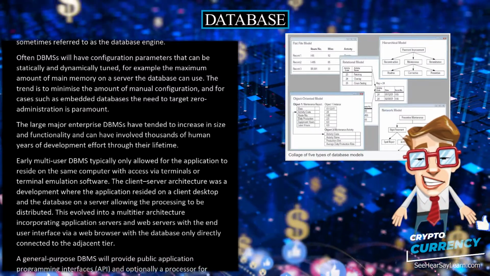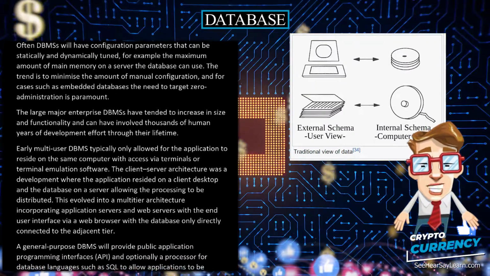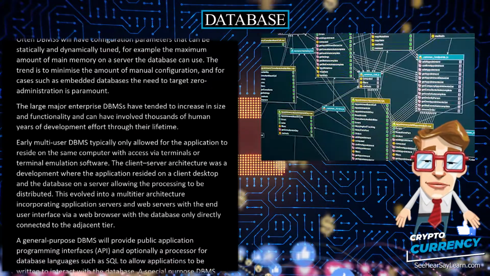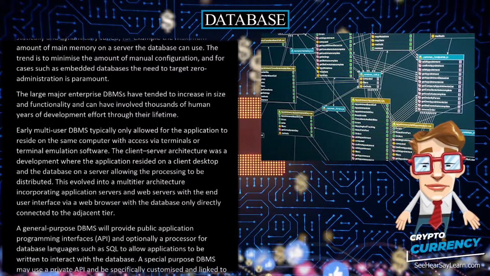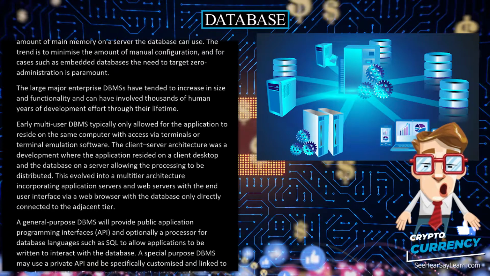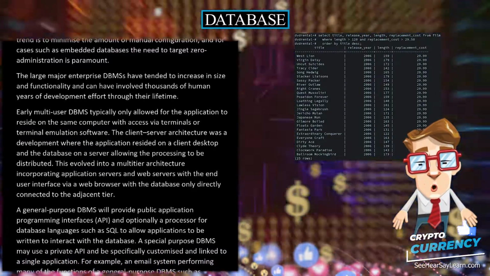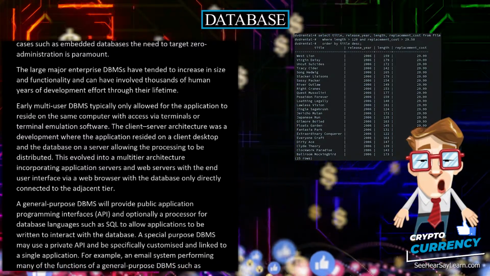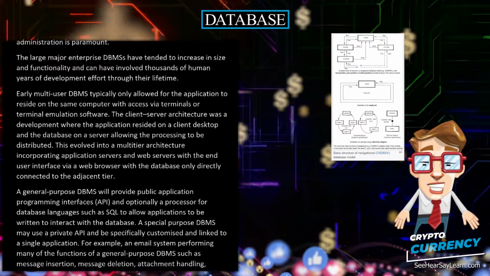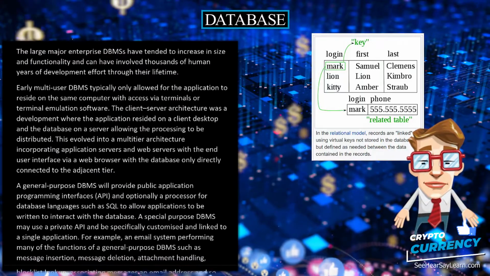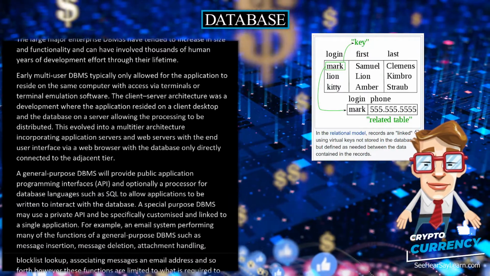Early multi-user DBMS typically only allowed for the application to reside on the same computer with access via terminals or terminal emulation software. The client-server architecture was a development where the application resided on a client desktop and the database on a server, allowing the processing to be distributed. This evolved into a multi-tier architecture incorporating application servers and web servers with the end-user interface via a web browser, with the database only directly connected to the adjacent tier.